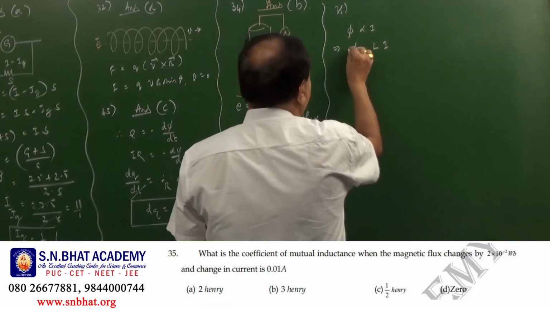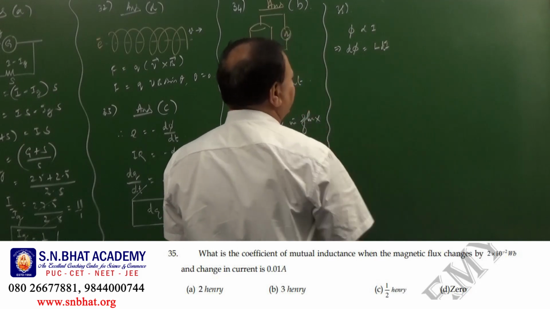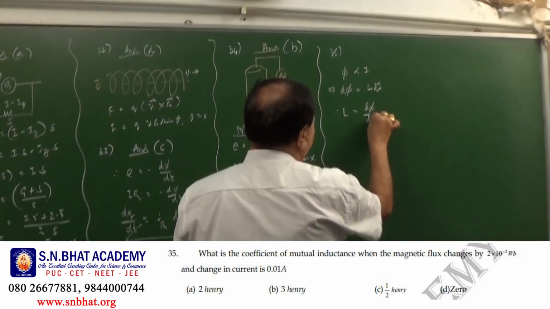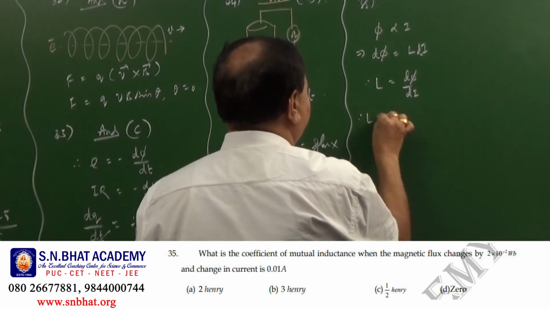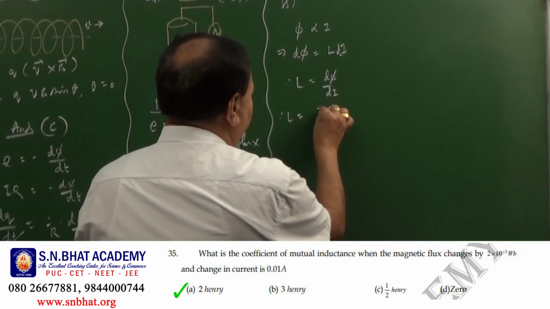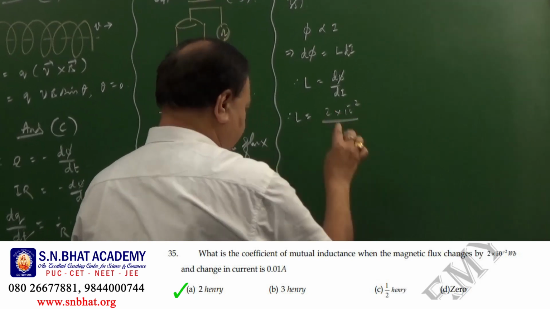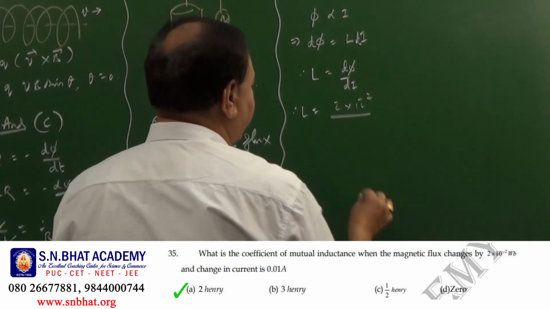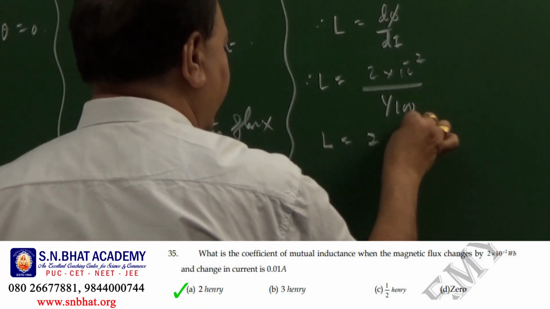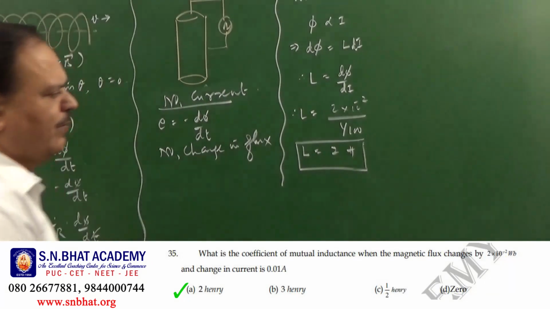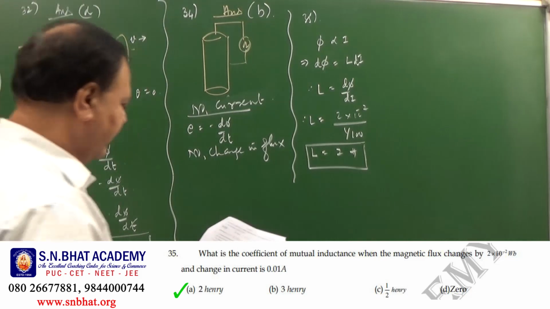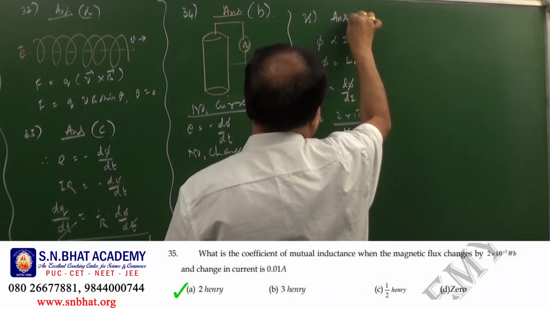Since the flux is changing, the current is also changing, and L is equal to d phi by dI. Therefore L is equal to the change in the magnetic flux, 2 into 10 to the power of minus 2, divided by the change of current, which is 0.01, meaning 100 in the denominator. Therefore L is equal to 2 Henry, and the answer for this question is A.